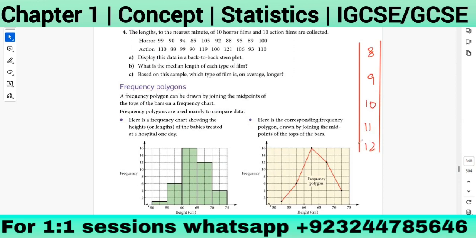So first of all, I have written 8, 9, 10, 11, 12. Why did I start from 8? Because the minimum number that I can see is 88, so I don't need to write 0, 1, 2, 3, 4. I will start from 8. And the maximum number I can see is something here, that is 12.